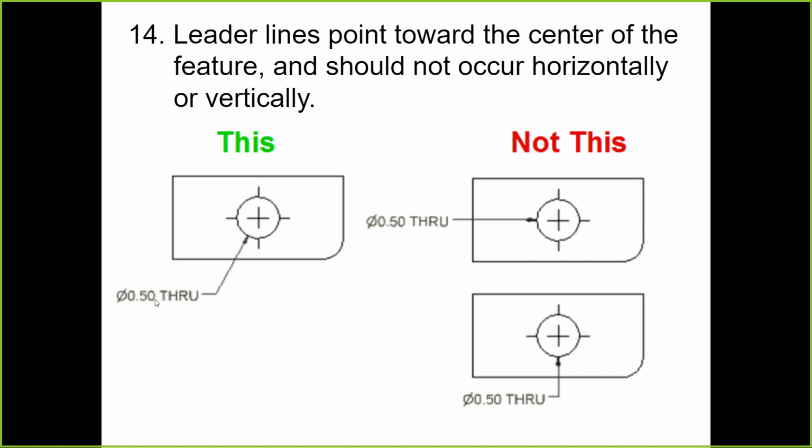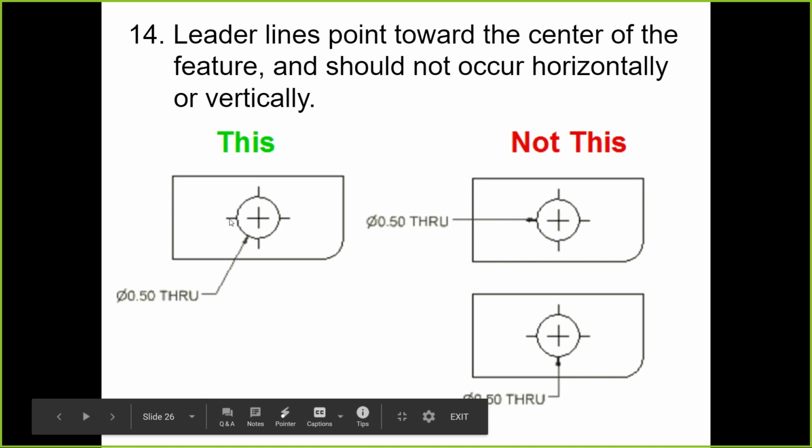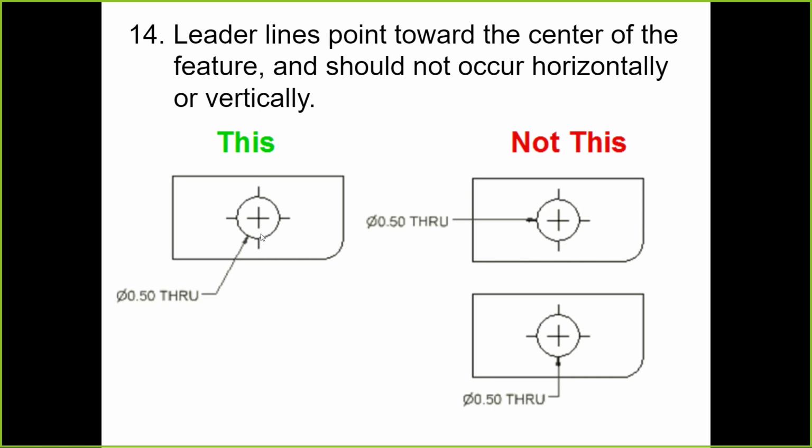It's got the circle with a line through it, so that's a diameter. And it should be angled like that. Do not point straight like into one of these, what do you call these, extension lines. Do not point directly into an extension line. Point to the side of the circle like that.